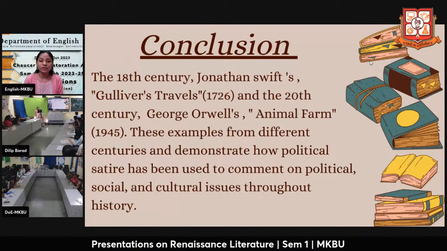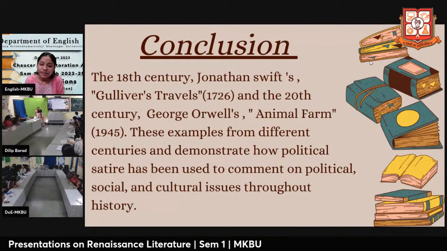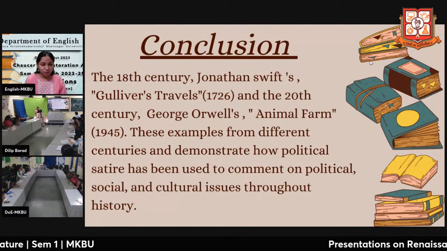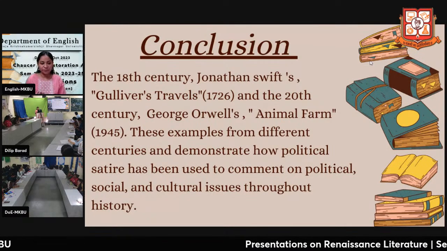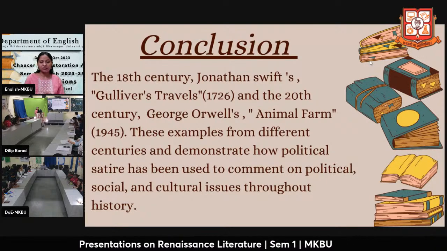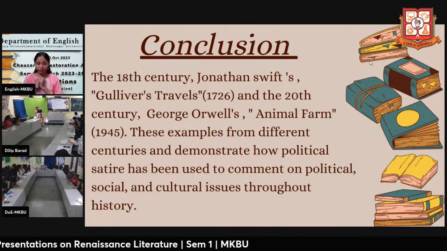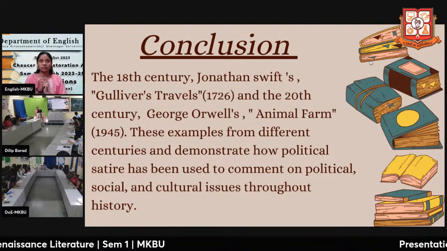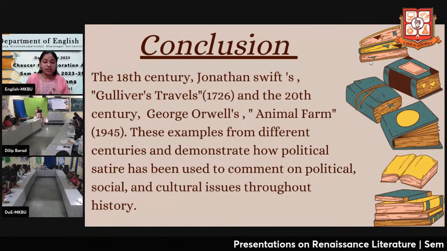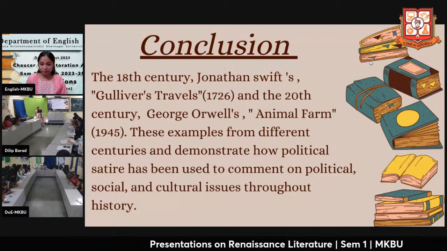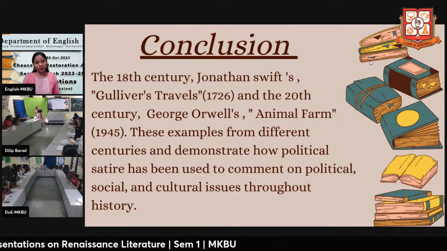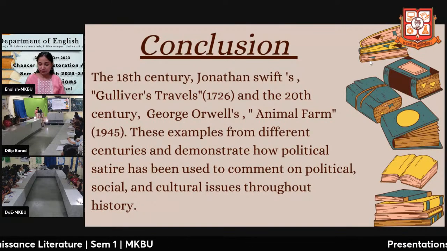When we go to the conclusion, we'll see Jonathan Swift's Gulliver's Travels and, in the 20th century, George Orwell's Animal Farm. These are examples from different centuries, and there is also an example from modern times, that is Stewart. Yes, I forgot the name. So these examples from different centuries demonstrate how political satire has been used to comment on political, social, and cultural issues throughout history.